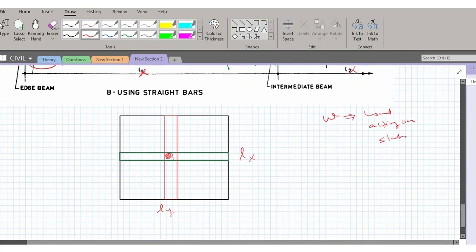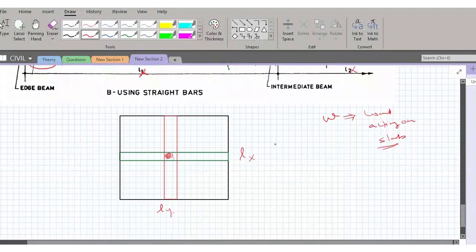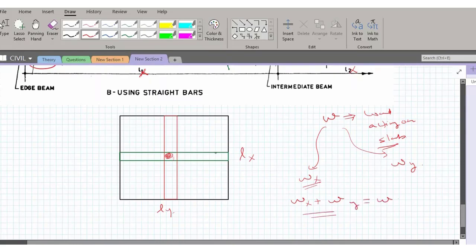Now, since bending is to take place about both directions, what happens about shorter span? You'll be having the load intensity of Wx, and about longer span, the load intensity will be Wy, such that this Wx plus Wy is equal to total load W. Okay. So about shorter span, a part of load is transferred, and about longer span, a part of this load W is getting transferred. The sum of these two loads has to be equal to what? W. Now this is the common point.